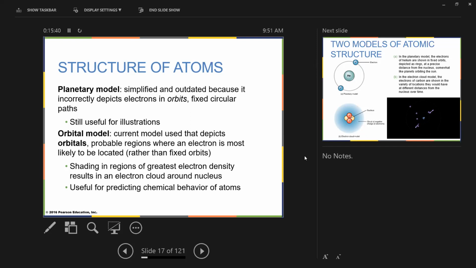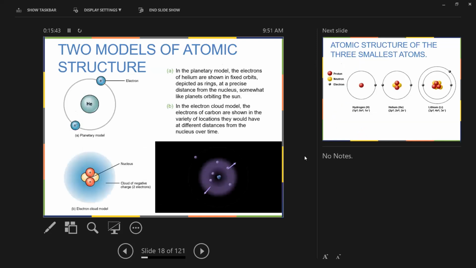Here we see this top picture is the planetary model. There's helium. It has two protons in its nucleus and two electrons in orbit around the nucleus. And the distance is pretty well fixed in there. Just like the Earth is 93 million miles from the sun, give or take a million miles or so, because it probably has a little wobble. We don't dip closer. We don't go farther out. We stay around an average of 93 million miles.